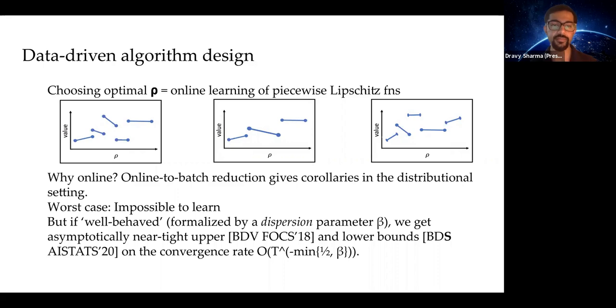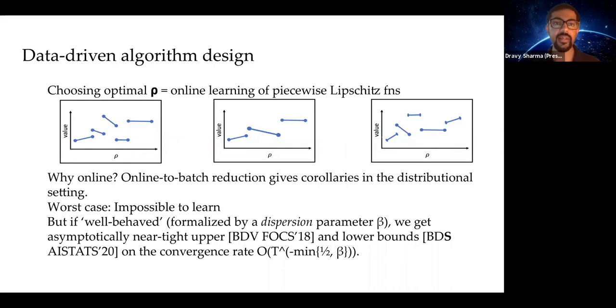So by upper bound I mean we have an algorithm which achieves sublinear regret, and by sublinear regret I mean you can converge to the optimum with sufficient examples. And a lower bound which says that if things are not dispersed, in the worst case it's impossible to get to the optimal.